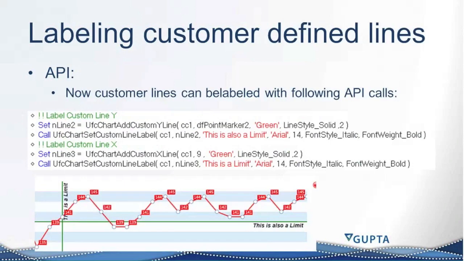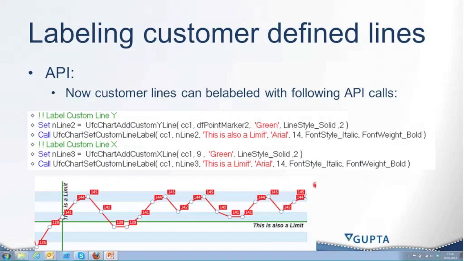Also, labeling customer-defined lines. New customer lines can be labeled with the following API calls. First of all, we changed a little bit with the chart add custom line, like Y line and X line, which get back an index of this line. So this has a special ID. Each custom line has an ID, and based on this ID, you can set properties like this label. So this is a limit for the y-axis. You have the font, font size, and the font properties, and also for the custom line for X.